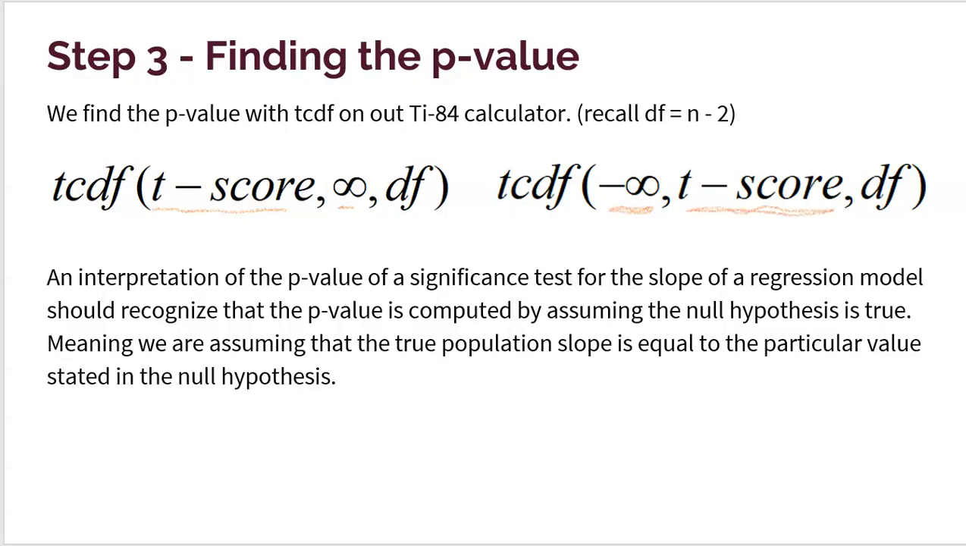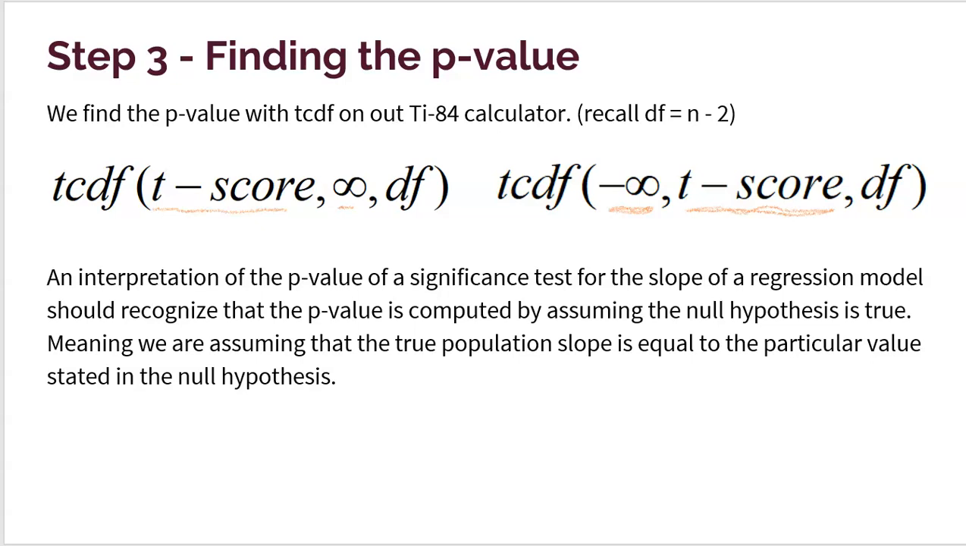Because remember, the definition of a p-value is the probability, assuming the null is true, of your sample slope being found or more extreme. So if your sample slope is already on the positive side, then or more extreme would be even higher. If your sample slope is on the negative side, then or more extreme would be even lower. So it's really important that you understand.